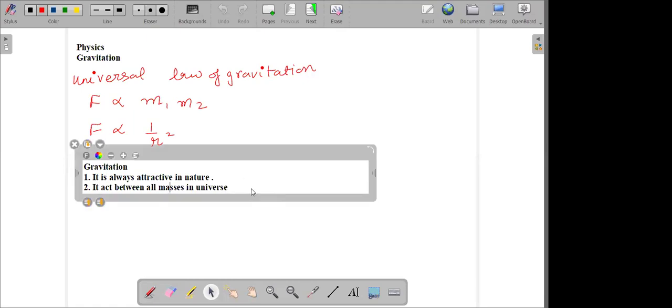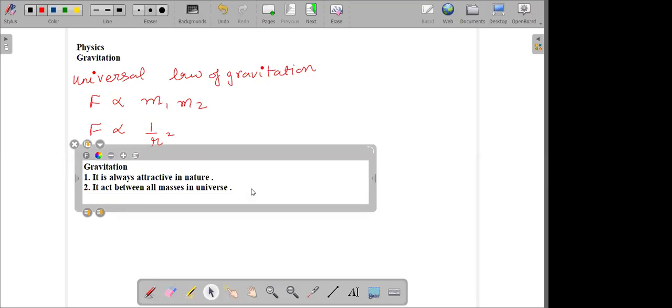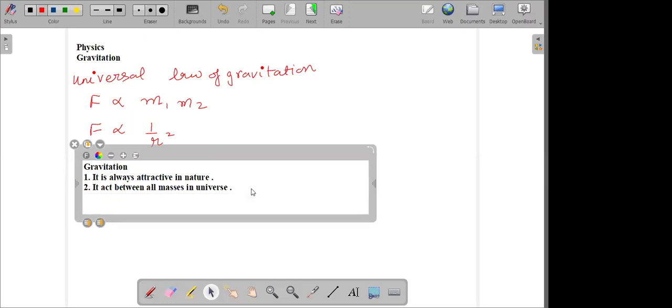So the same gravitation which we have understood here with the two points, we can state like this. We can say that gravitation is the force of attraction between any two bodies in the universe. This covers both the statements: the gravitation is always attractive in nature and it acts between any two bodies.